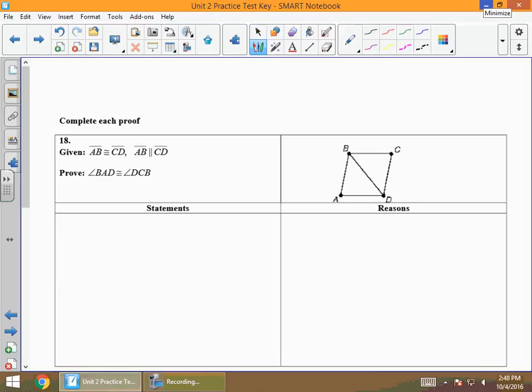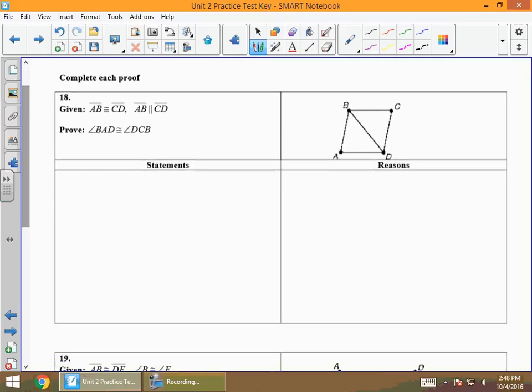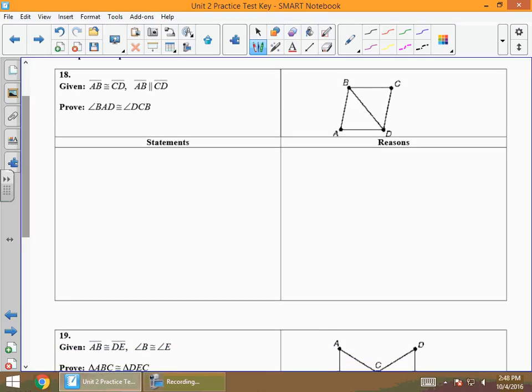All right, geometry, welcome to page 4 of the Unit 2 test review. Page 4 is just two proofs, and I say just two proofs. The first proof looks like we can do in about 5 lines, and the second proof I think we can do in about 3. So number 18, first thing I'm looking at the given, obviously, and that's how I'm going to start.